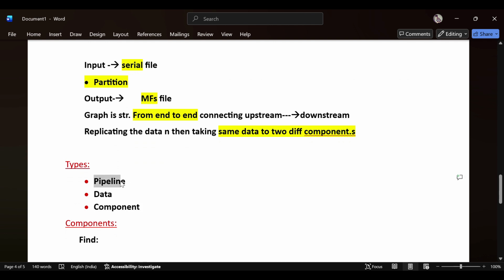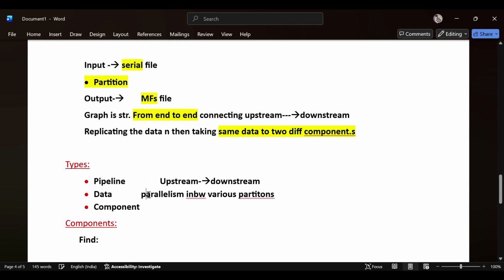Pipeline parallelism is nothing but data structured in a way that flows from upstream to downstream. Just remember, upstream to downstream. And data parallelism is parallelism in between partitions, basically various partitions.